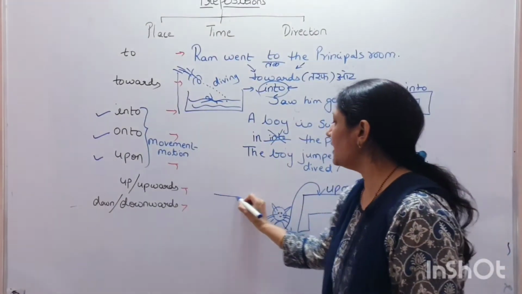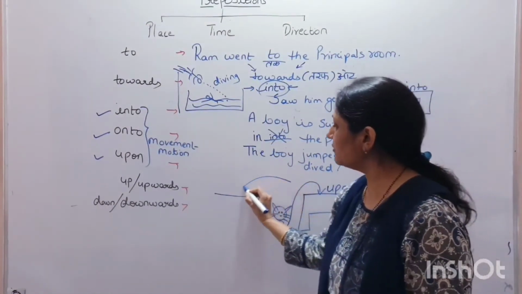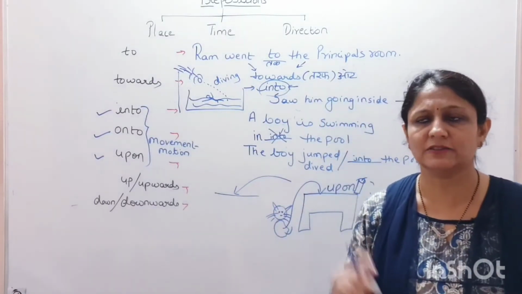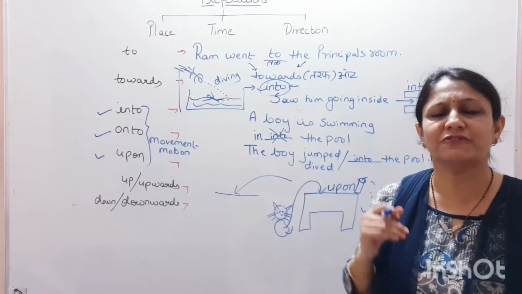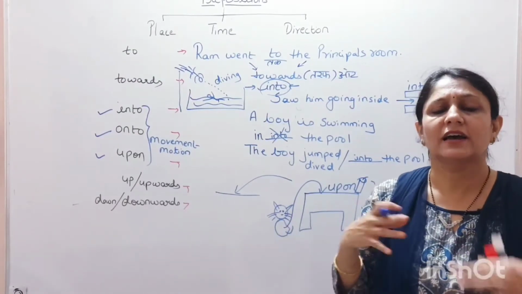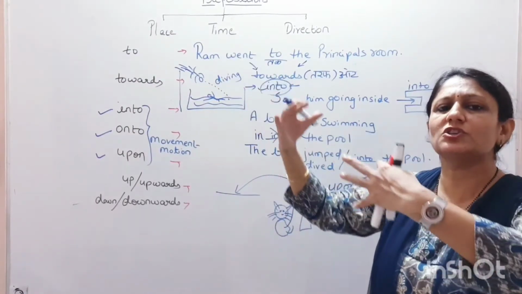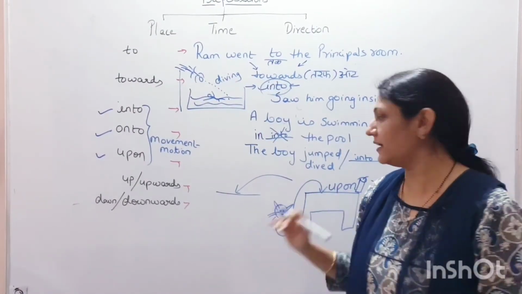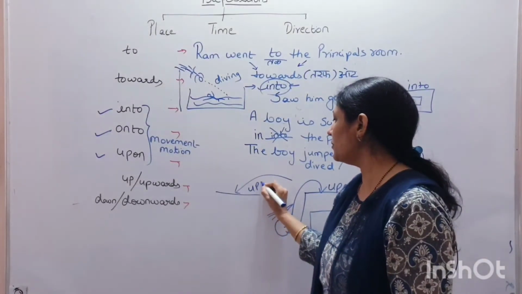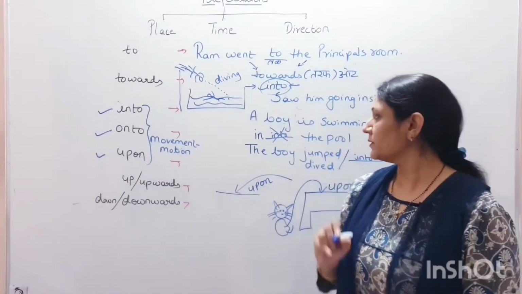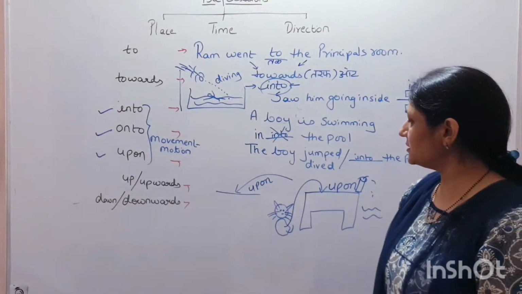Suppose there is a dais and suddenly something fell on this dais from somewhere. The clock fell upon the dais. अचानक से अपने आप किसी चीज के ऊपर कोई चीज गिर गई. Then also we use the preposition upon. Onto.